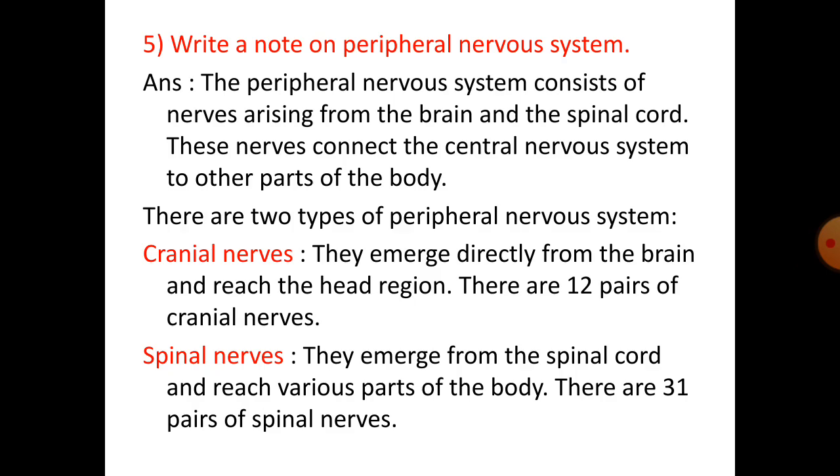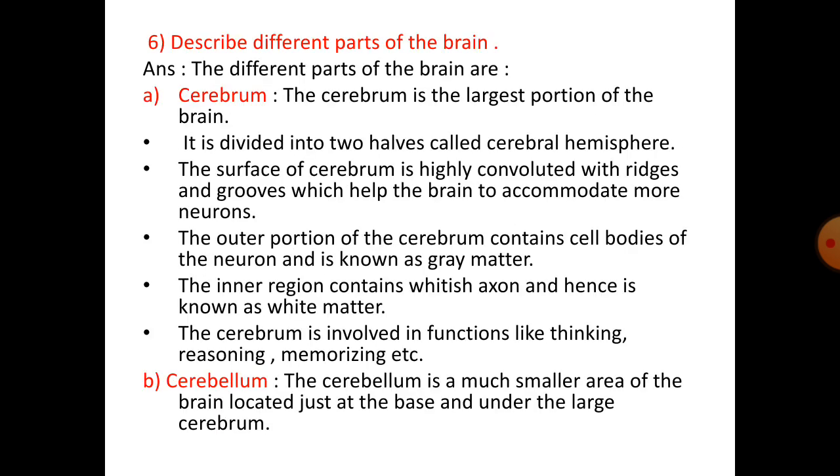Number 5. Write a note on peripheral nervous system. The peripheral nervous system consists of nerves arising from the brain and the spinal cord. These nerves connect the central nervous system to other parts of the body. There are two types of peripheral nervous system. Cranial nerves, they emerge directly from the brain and reach the head region. There are 12 pairs of cranial nerves. Spinal nerves, they emerge from the spinal cord and reach various parts of the body. There are 31 pairs of spinal nerves.